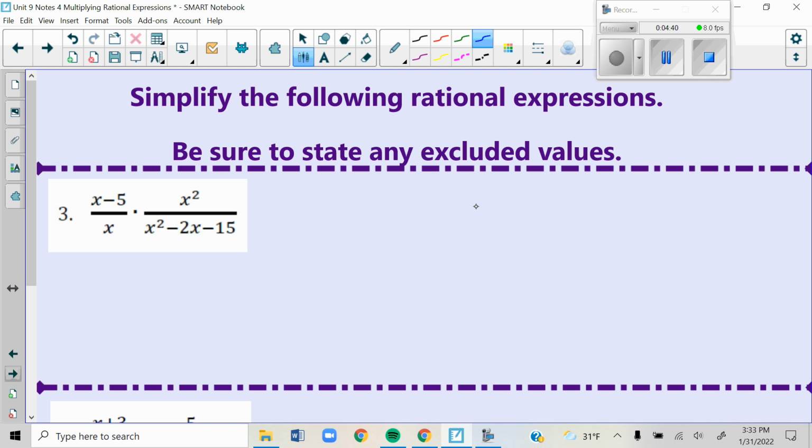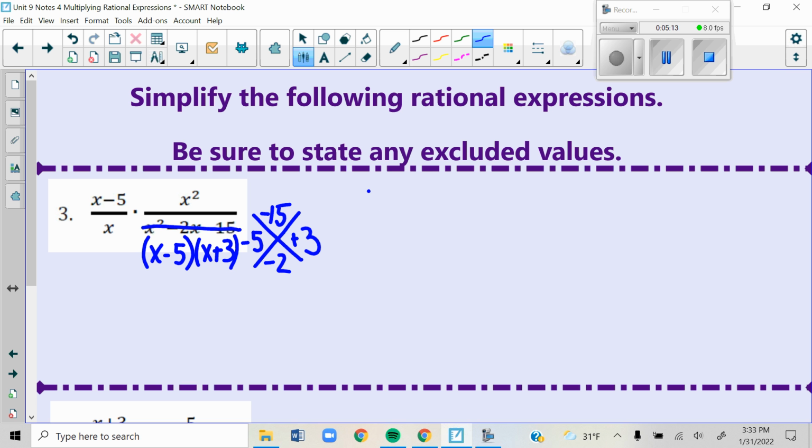So if we look at our first example here, the only place we can factor is in this denominator. So multiplies to negative 15 and adds to negative 2. Those are going to be negative 5 and positive 3. So I'm going to cross that out, and I'm going to put x minus 5 and x plus 3 in my denominator now. So I factored, that's the only thing I can factor. Now I do my excluded values. Excluded values, just a reminder, is only dealing with the denominator.